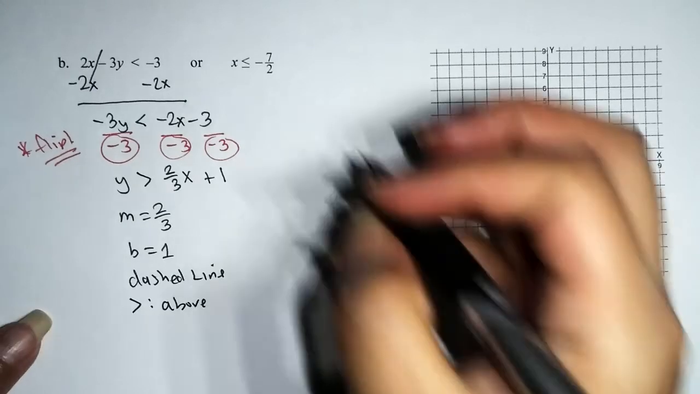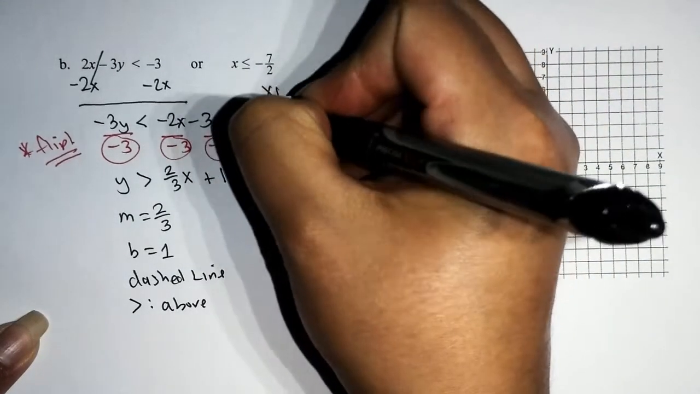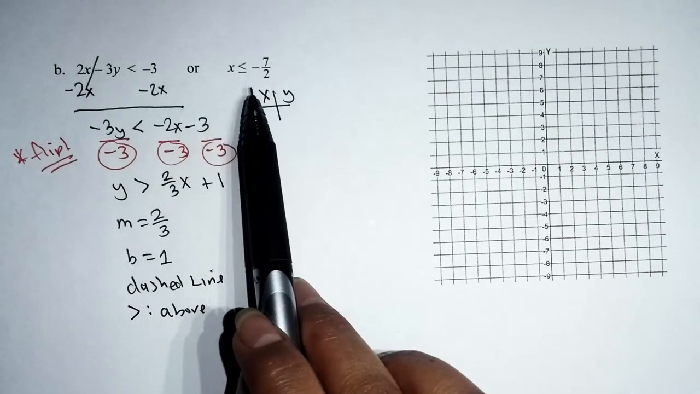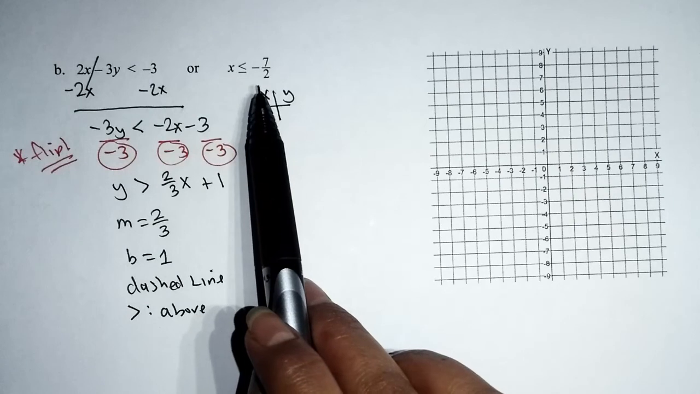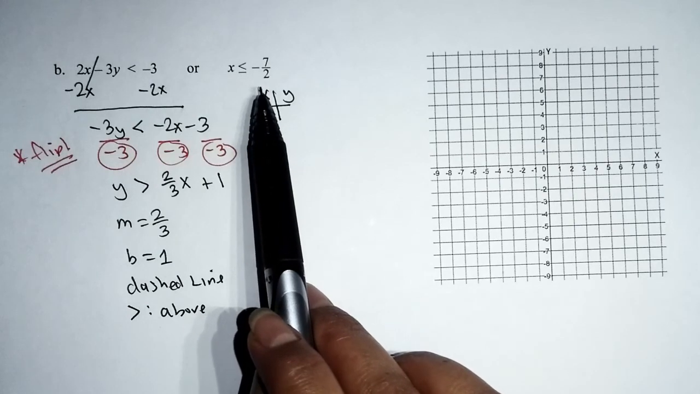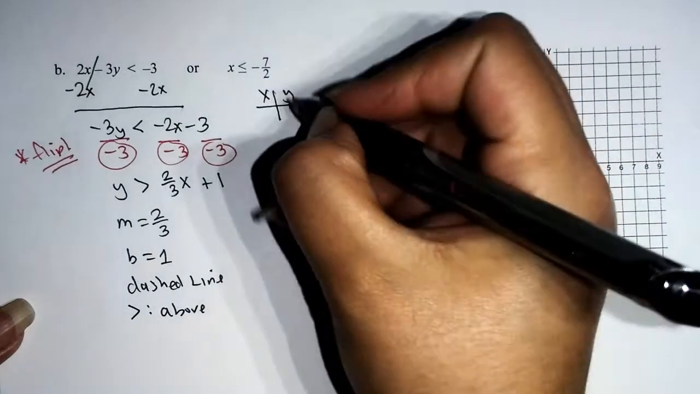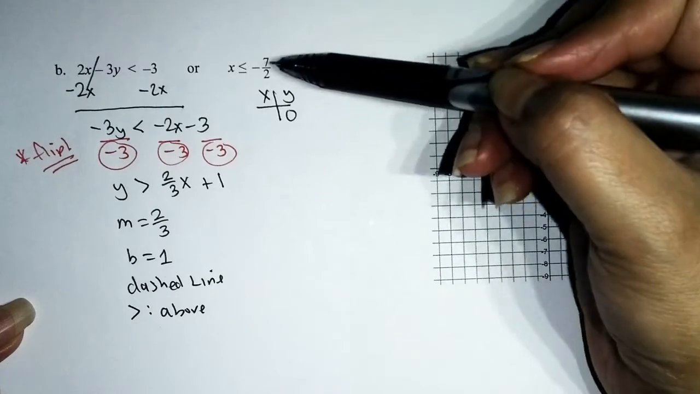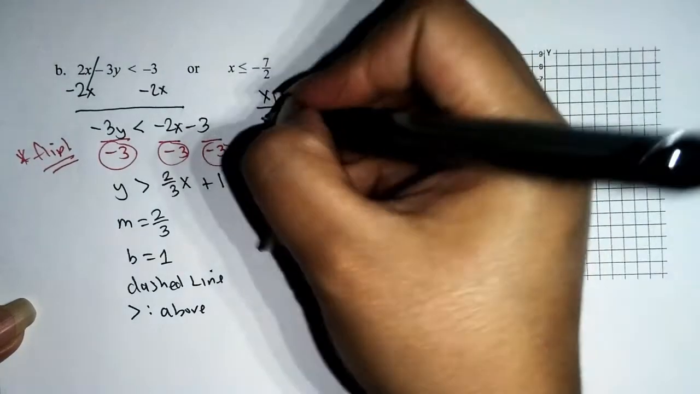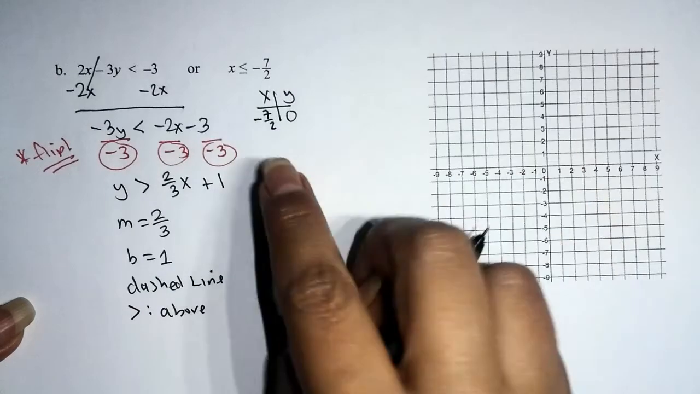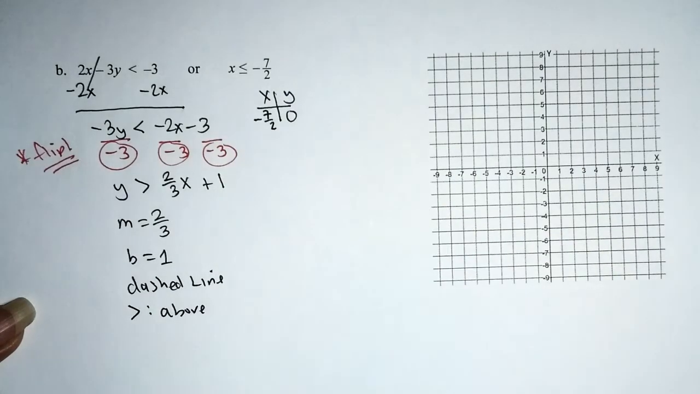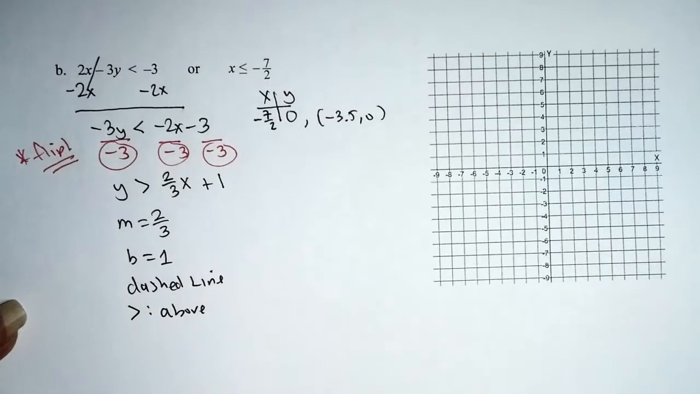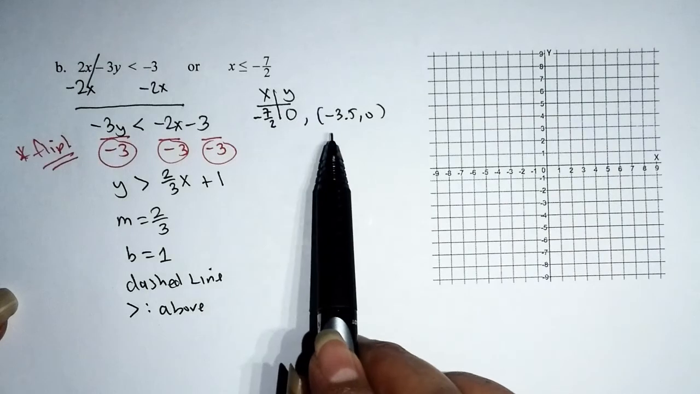So I'm going to go ahead and do an XY table. Usually we pick values for x, but in this case the value of x is locked in at negative 7/2, so we're going to pick random values for y. My favorite ones are 0, 1, 2, and 3. When y is 0, the procedure says substitute a 0 for y and solve for x, but there is no y and x still equals negative 7/2, which is the same as negative 3.5. So let me write that. That will give us negative 3.5 comma 0.